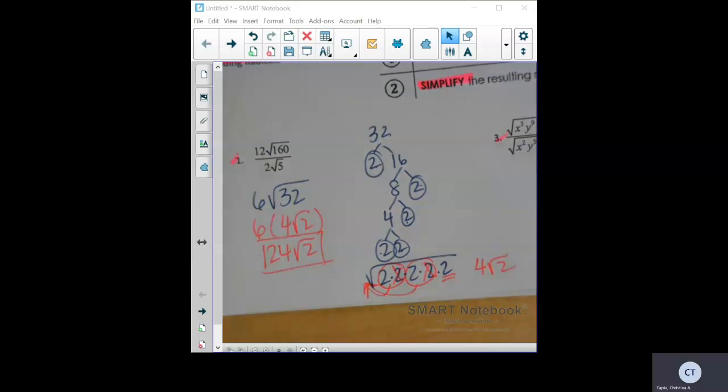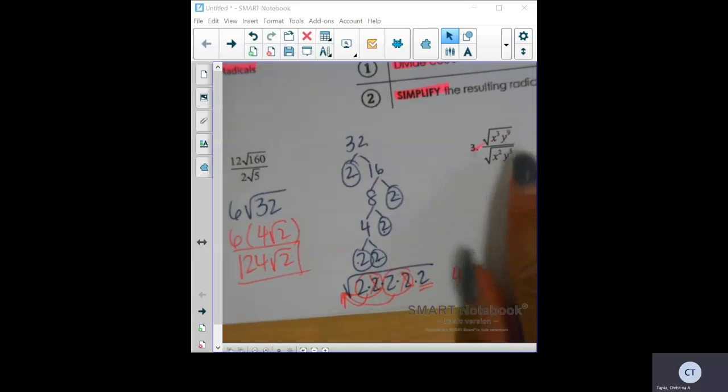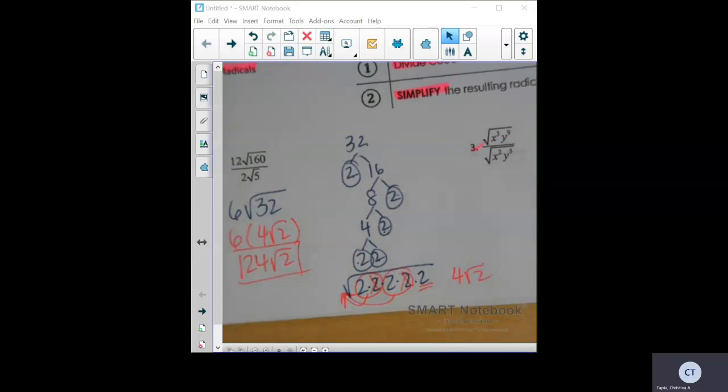For question 3, when you're dividing variables with exponents, what are you supposed to do? Subtract what? The exponents. Do it. Subtract the exponents for number 3. When you're dividing variables like that with the same base, subtract the exponents. Once you have that done, you can flip over to the next page. We have a few more to do. I'm going to try to get through all of them.